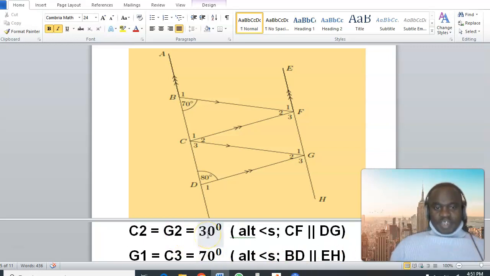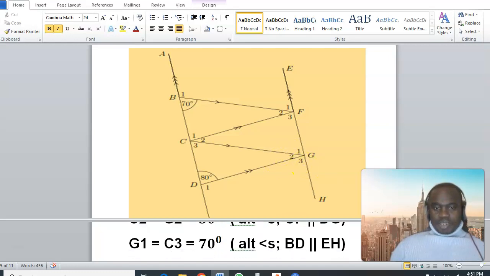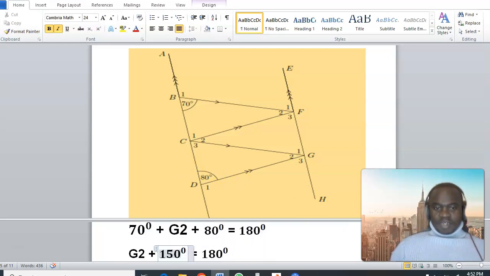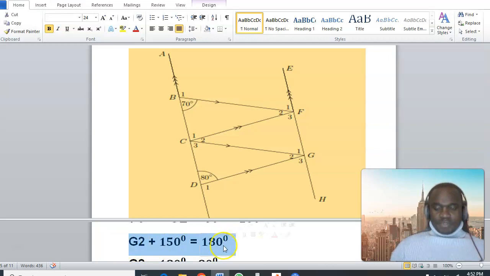We calculated G2 to be 30, F2 to be 30, G2 is also 30. So we don't have to calculate it again. We are done with all of it because we calculated G1, G2 and also G3. G1 we calculated to be 70, G2 is 30, and G3 is 80. G3 is 80, so we don't have to calculate that again.